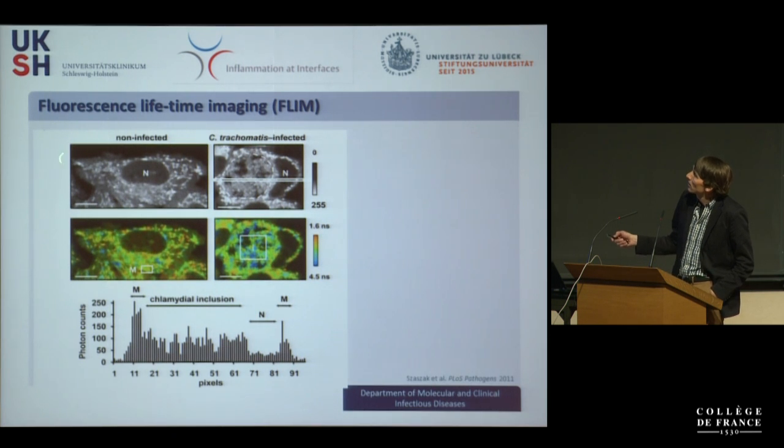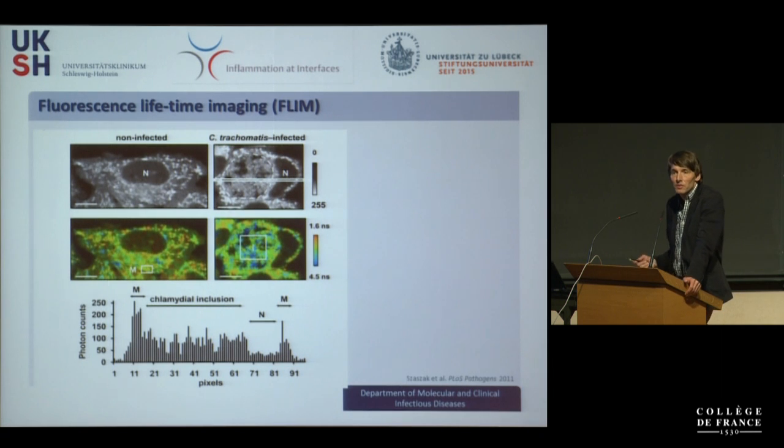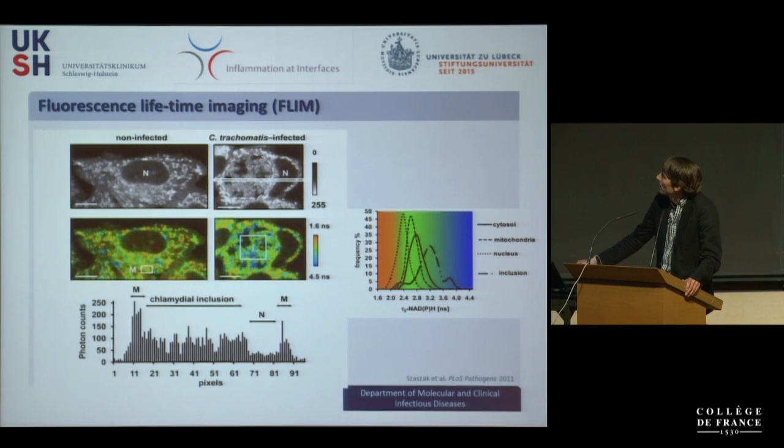At the beginning, we took non-infected cells and infected cells just to see whether we can distinguish the different compartments in the cell. And this was just done by looking at the photon counts of the autofluorescence. And what you can nicely see is that you can distinguish different photon counts for the nucleus, for the chlamydial inclusion, and for the mitochondria. And this is very simple, but this shows us at least that we have a kind of spatial resolution just based on the autofluorescence. And this you can, of course, then try to do in a more statistical way afterwards.